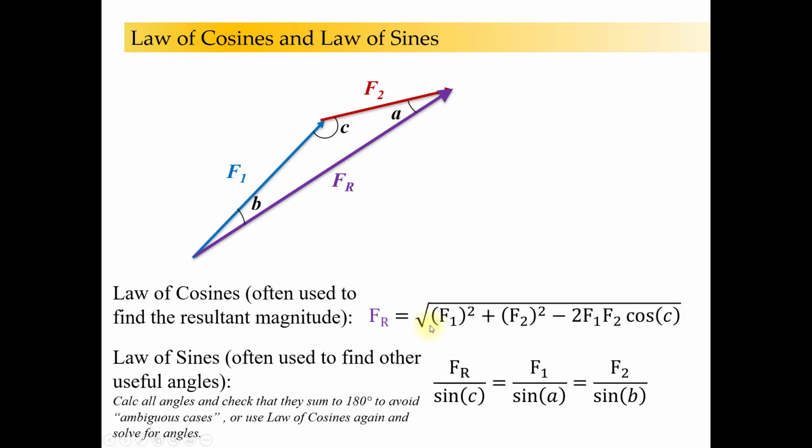But once you know that, then you have f1's value, you have f2's value, their magnitudes. And now that you know that angle value C, you can build by the law of cosines this and find the resultant force magnitude as the square root of f1 squared plus f2 squared minus 2 times f1 f2 cosine C.